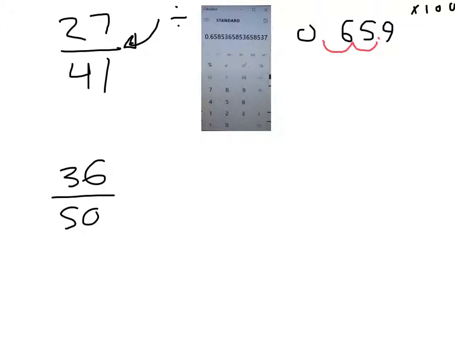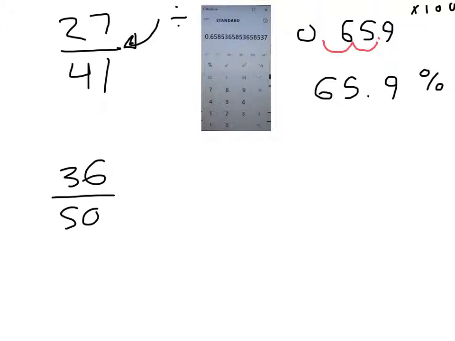So 27 divided by 41 is 0.659, which can be written as 65.9%. Okay, so now we want to see if I'm improving or getting worse on my math test.